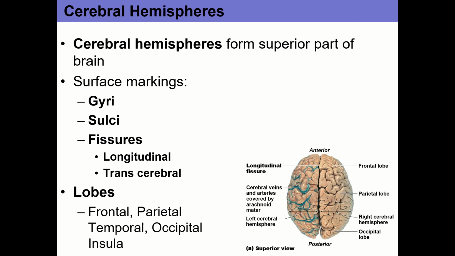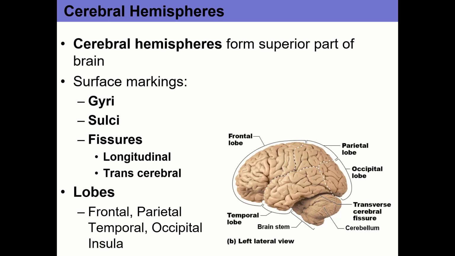For example, backing up a picture, you can see that there is a fissure that runs along the midline of the brain that separates the left and the right hemispheres, and that's called the longitudinal fissure. We also have another fissure that separates the cerebral hemispheres from the cerebellum, and that is the transverse cerebral fissure, which you can see here. So it's going to, again, separate the cerebral hemispheres from the cerebellum.